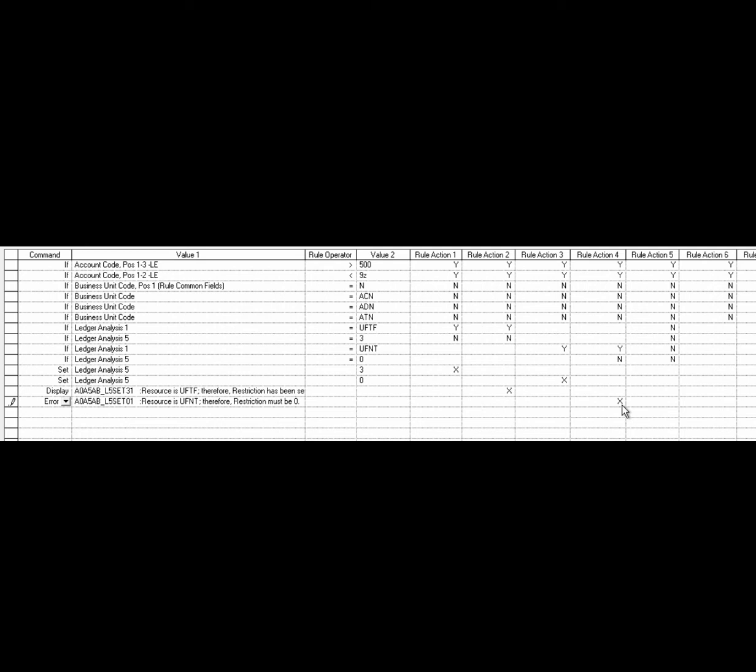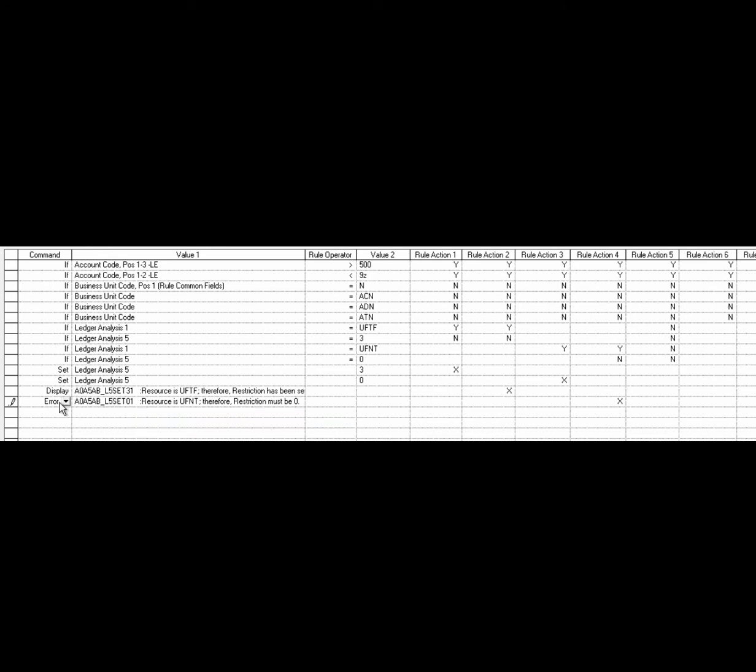So in that case would be where you had guidance to give the user and wouldn't let them make a mistake. The first one, display, was guidance to the user, but you allowed them to make a mistake. This is guidance to the user and you don't let them go forward until they fix the problem. Two very powerful action statements in business rule. The display just shows a message, error stops it.